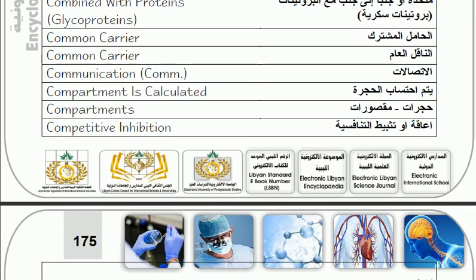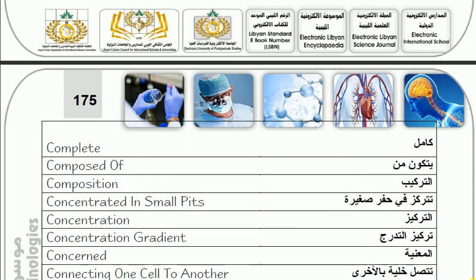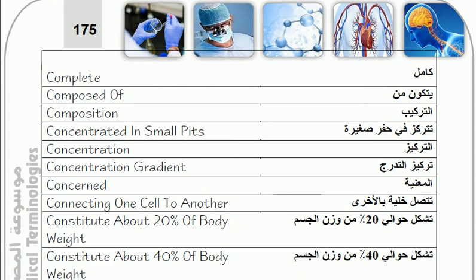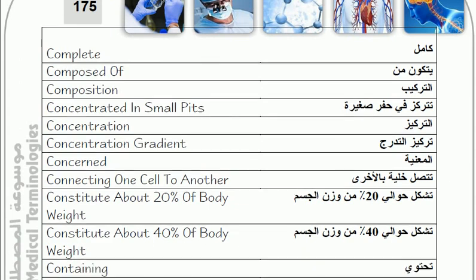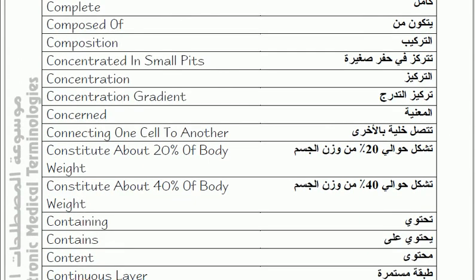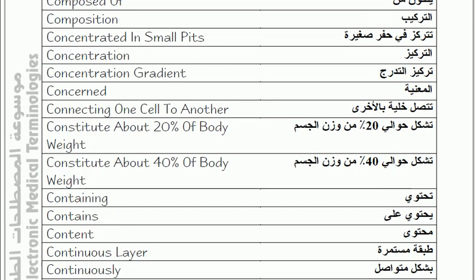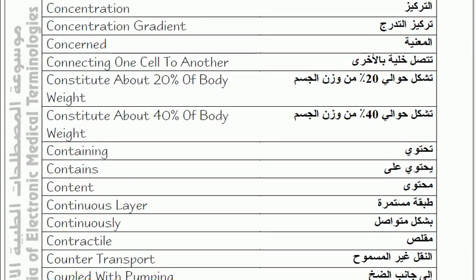Glycoproteins. Common carrier. Communication. Compartment is calculated. Compartments. Competitive inhibition. Complete. Composed of. Composition. Concentrated in small pits. Concentration. Concentration gradient. Concerned. Connecting one cell to another.